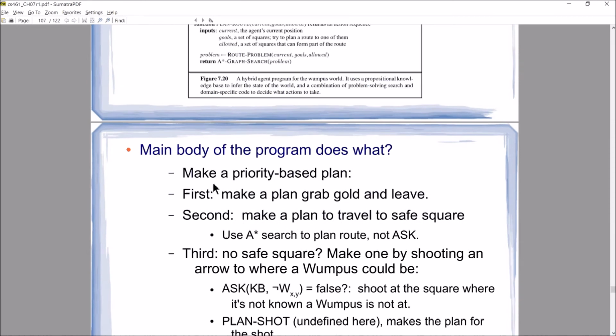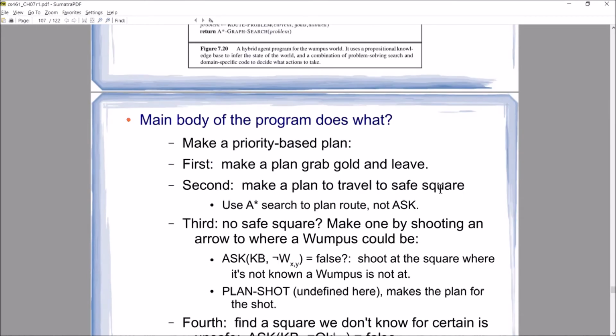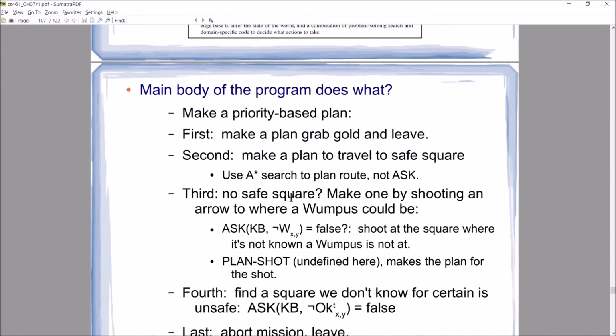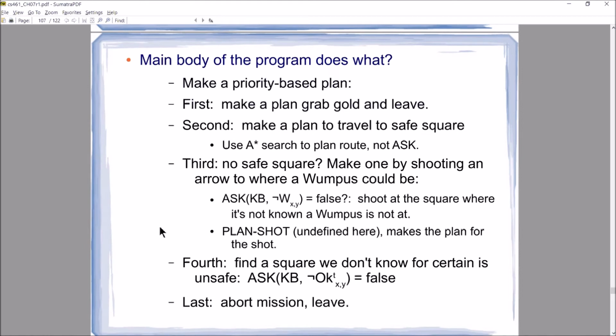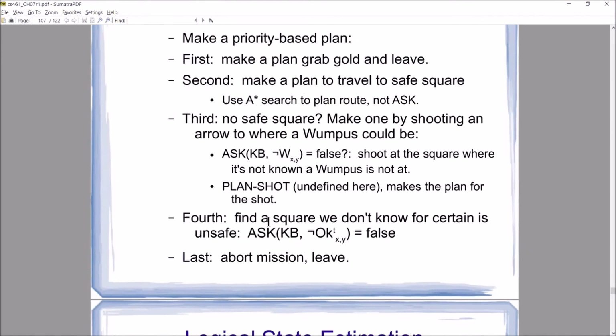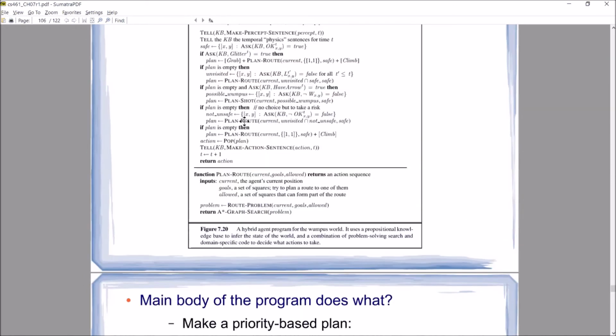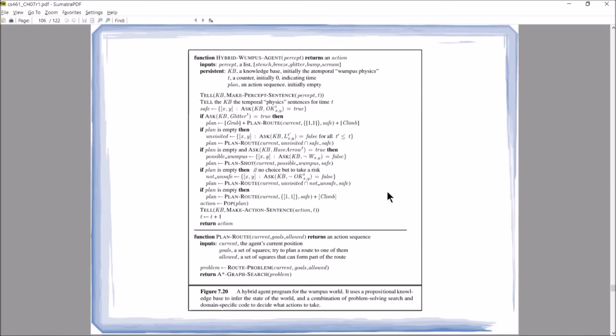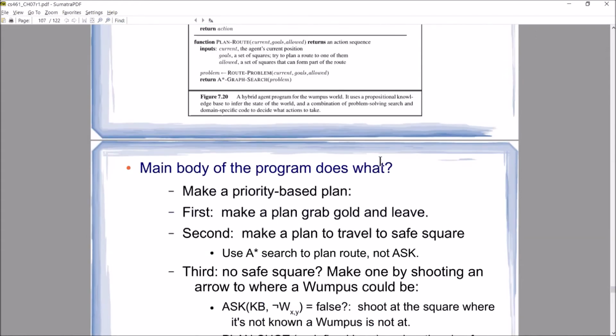So the main body does what? It makes a priority plan. First thing it wants to do is try to make a plan to grab gold and leave. The second is make a plan to travel to a safe square, using A* search. If there's no safe square, make one by shooting an arrow, and then see if there's a Wumpus there. If not, plan to make a shot. Find a square we don't know for certain is unsafe, okay? And then the last thing is, if there's no safe way to get out or to get the gold, go ahead and leave. So this is the main body of the function. That's what these series of ifs are doing. Read through that, understand what's happening at a high level, and try to dissect it piece by piece. You should be able to read the pseudocode by now, okay?